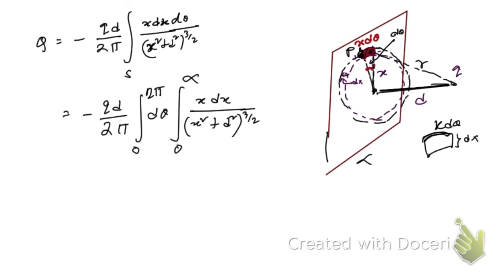Now you see what we're going to do here. If you integrate d theta, you get theta, with the factor minus qd by 2 pi, and we are integrating it from 0 to 2 pi. Then how to integrate the other part, I will show you.